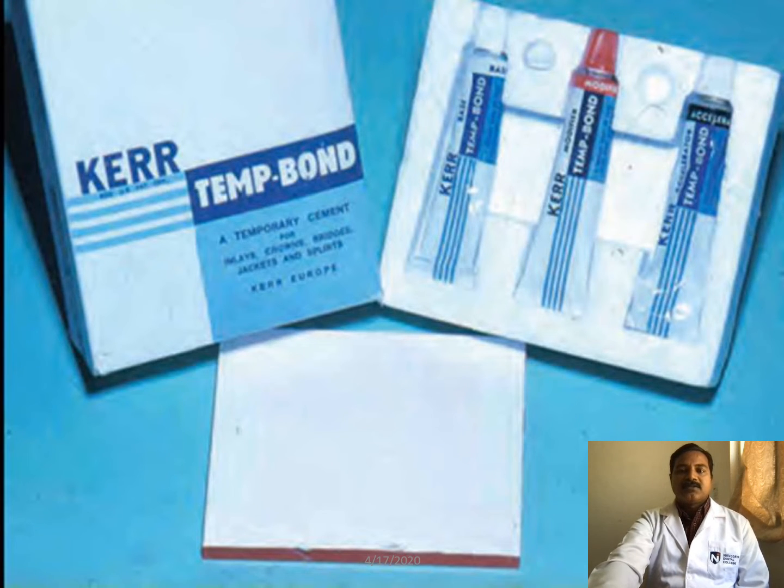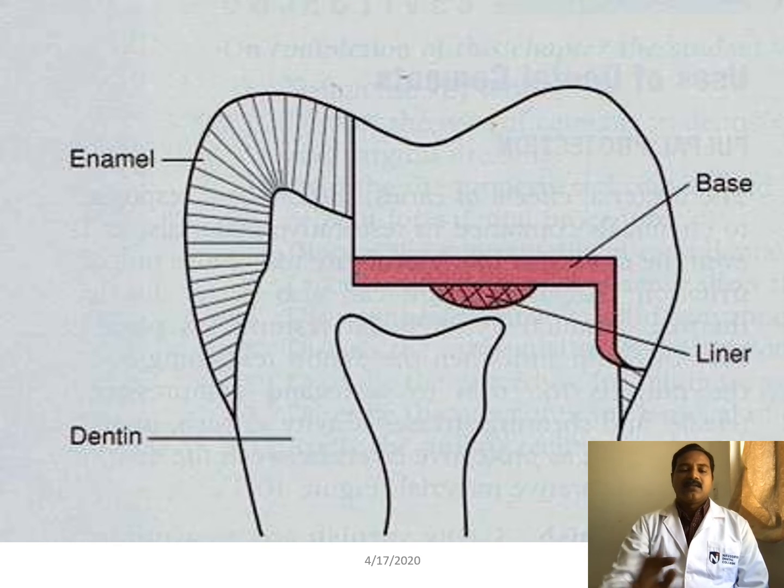So this picture what you see is a temporary cement that can be used. The main purposes which we have discussed earlier, is that it can be used as a base and a liner. When I say base, it is used on the pulpal floor and the axial wall, and liner is used as a sub base. Both are used to promote the dentin for formation of reparative dentin. Zinc oxide eugenol is used.